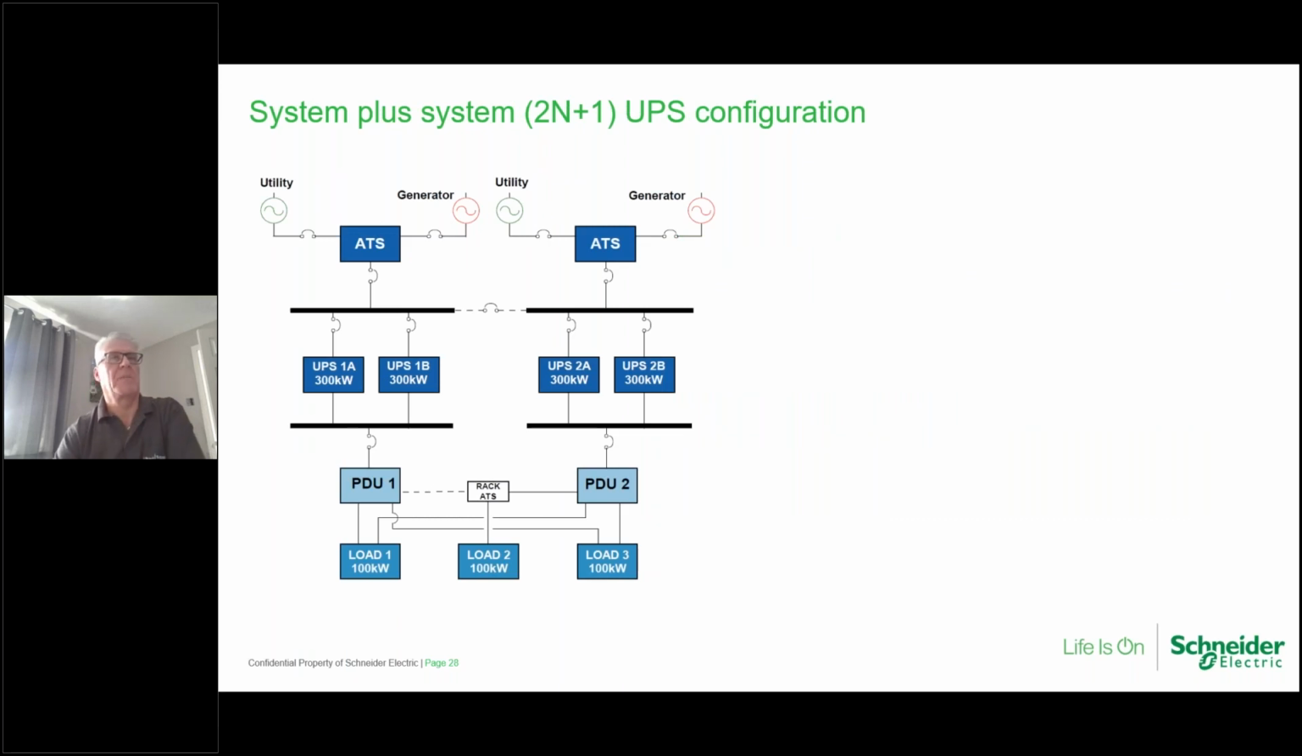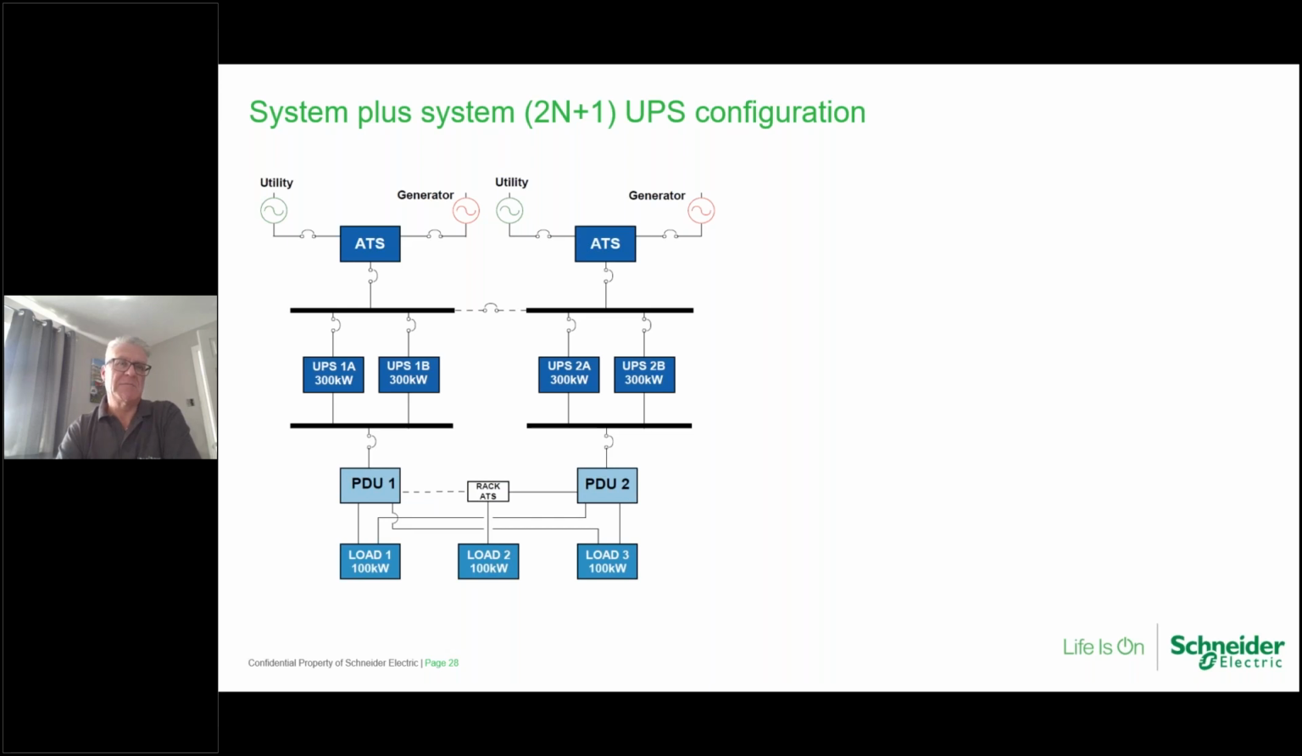This is our worst case scenario or best case scenario, depending on how you're looking at it. This is where we had the 2N+1. As you can see, we have 2N systems. Actually, on this one, we have a generator on each side through ATSs. N+1 is because we have N+1 UPSs on each side. We feed that power out to a PDU.